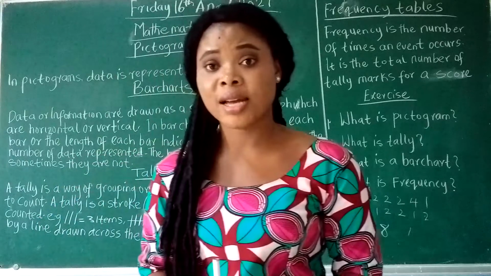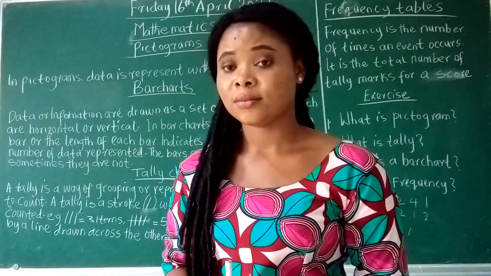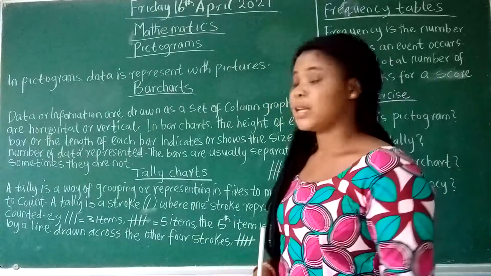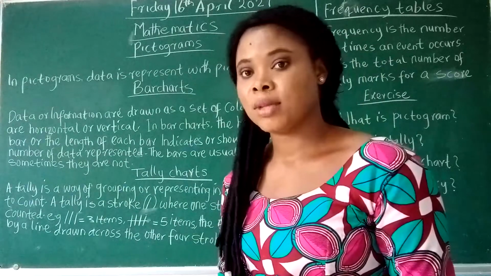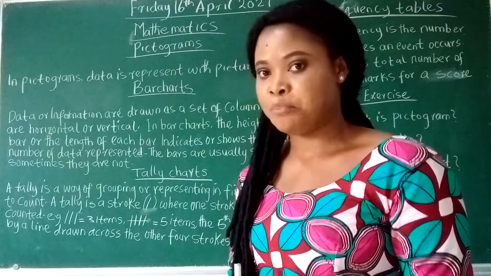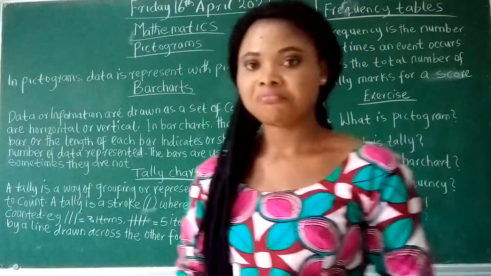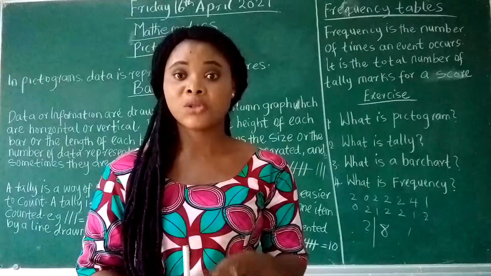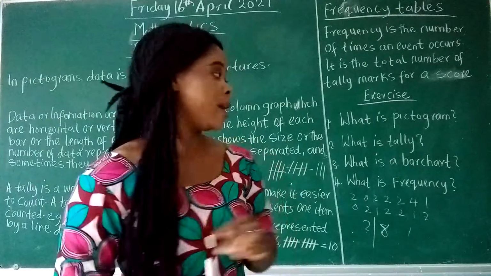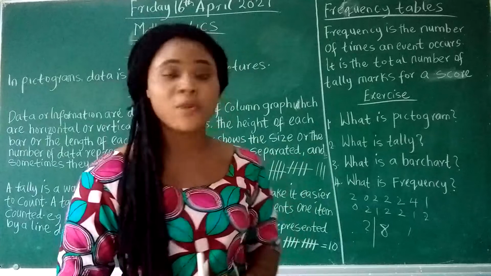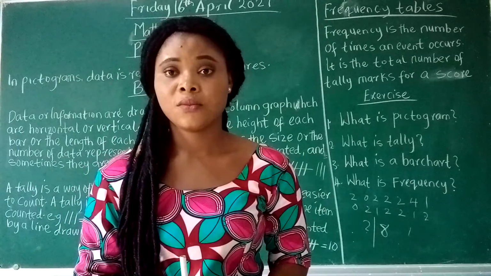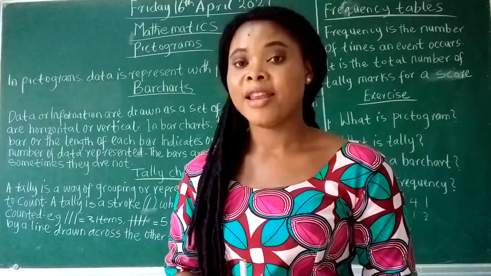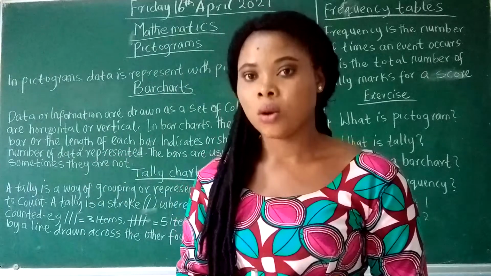Constantius, can you give us the answer? Representation of data or information with column graphs or bars. Okay. Anacleto, the boys, Ruslan, Ignacio, all of you, Manuel, Johan, answer this question. What is frequency? Frequency is the number of times an event occurs.